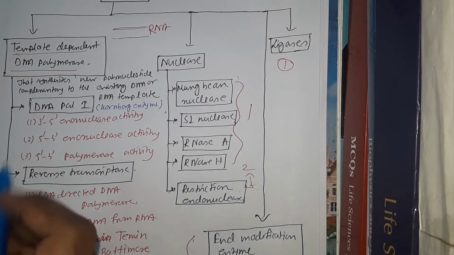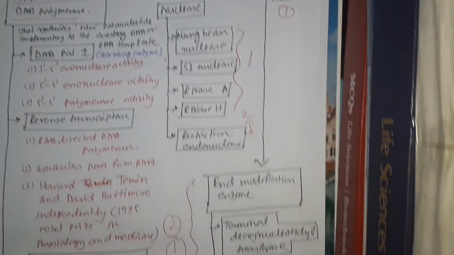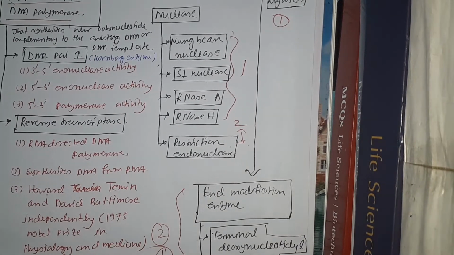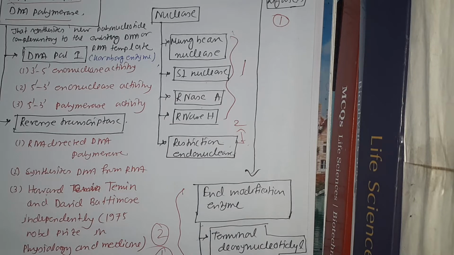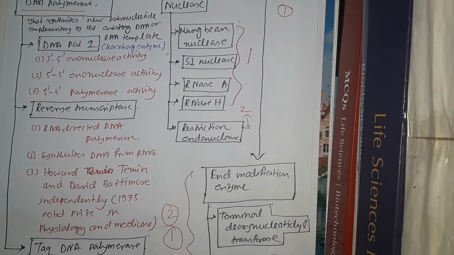So DNA polymerase 1 is also called the Kornberg enzyme. DNA polymerase 1 has 3' to 5' exonuclease activity, that is our proofreading activity, 5' to 3' exonuclease activity, and 5' to 3' polymerase activity. The 5' to 3' polymerase activity is the main activity that DNA polymerase 1 is required for in recombinant DNA technology. We are going to see it in our future video, so you don't need to bother about that. So let's move on. Reverse transcriptase.